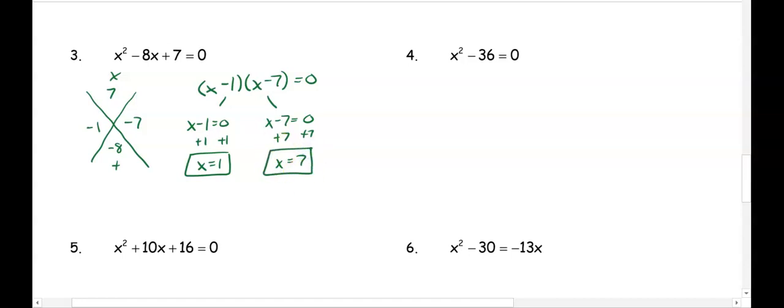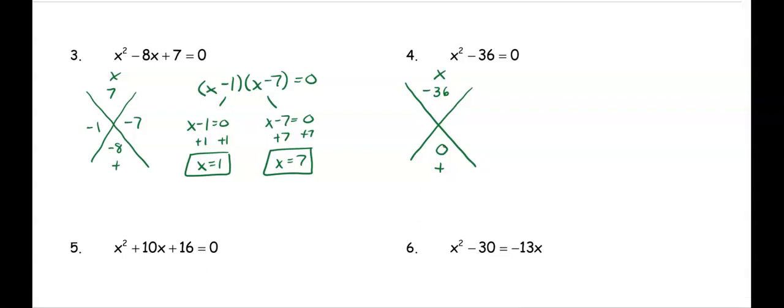In number 4, we have x squared minus 36 equals 0. So in order to factor, we need to multiply to negative 36. Because there is no x term, that means we want to add to 0. So we're looking for two numbers that are the same, with different signs. The number that multiplies to 36 is 6. So we're going to have negative 6 and positive 6.